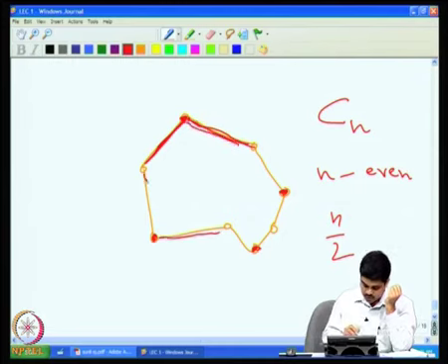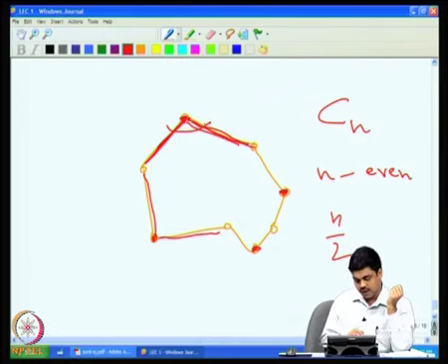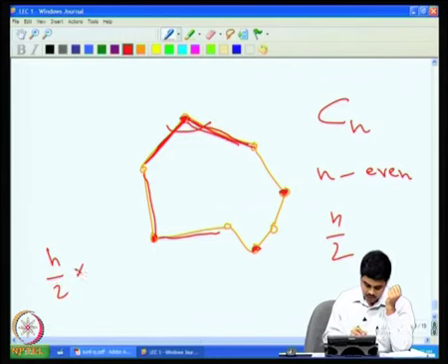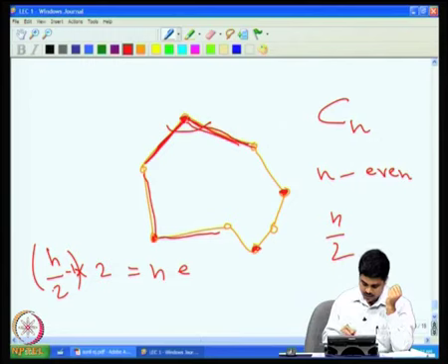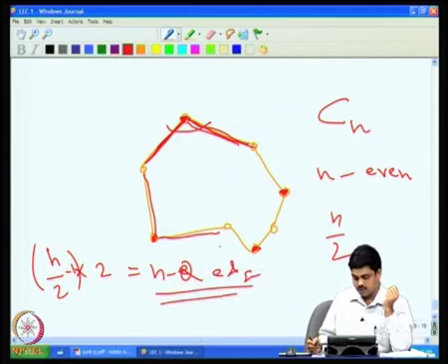So, each vertex is taking care of only 2 edges. Together, n by 2 vertices can take care of only n edges. If you could do it with n by 2 minus 1, that would take care of only n minus 2 edges. So, the remaining 2 edges will be left uncovered. Therefore, n by 2 is a must.